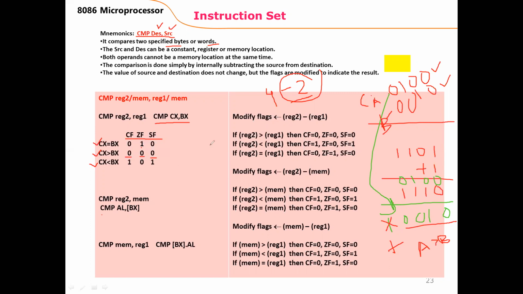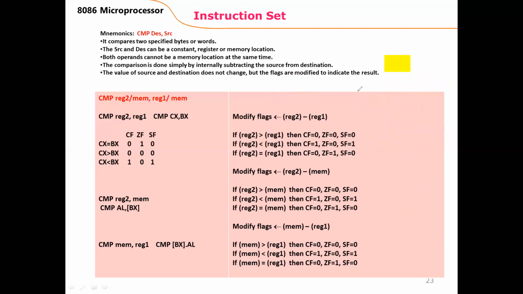So if we have performed the operation 2 minus 4, for example, destination contained 2 and source contained 4, then what will be the operation? By using 2's complement method, we need to take care of it. So 2 minus 4, the operation will be 2 minus 4, and we need to find out which number is greater or smaller. It means destination is greater or destination is smaller or destination is equal to the source.